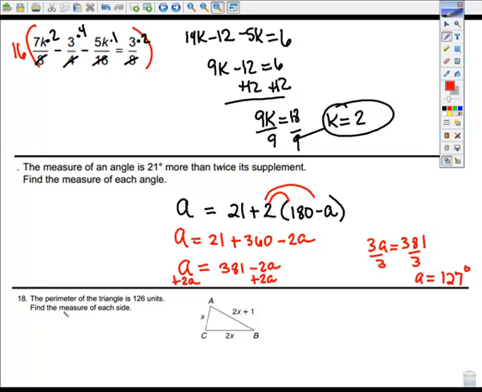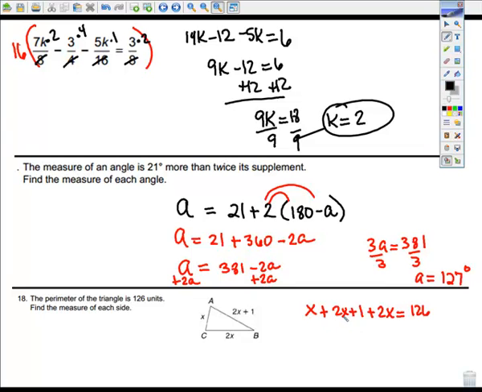All right, next we have the perimeter, and remember, to find the perimeter you add up all the sides. The perimeter of the rectangle is 126 units. Find the measure of each side. So I'm going to take x plus the 2x plus 1 plus the third side, which is 2x, and that is 126. Now I just combine my like terms.